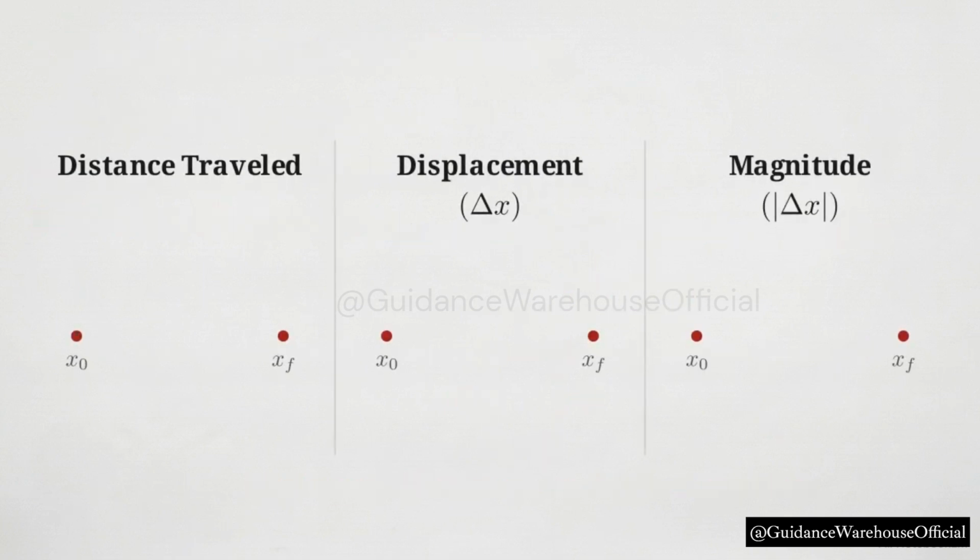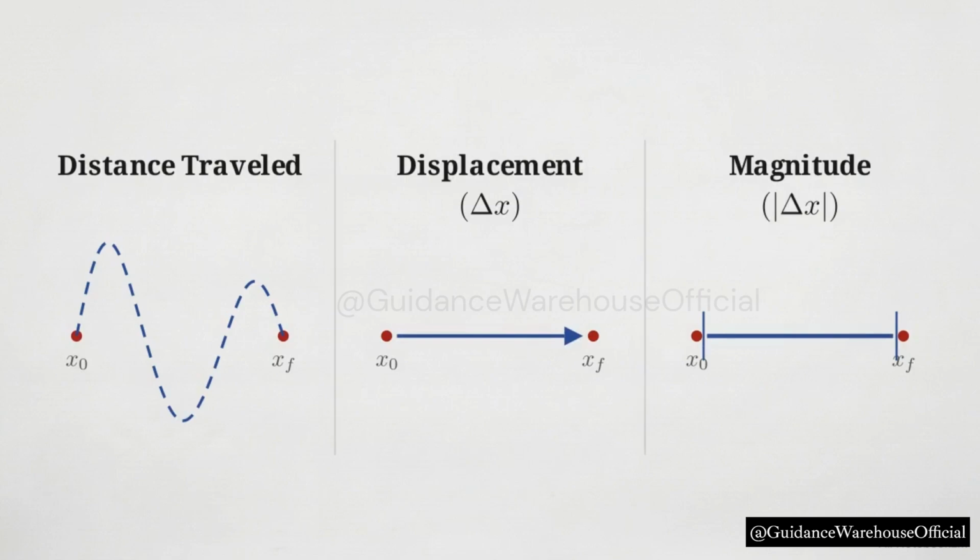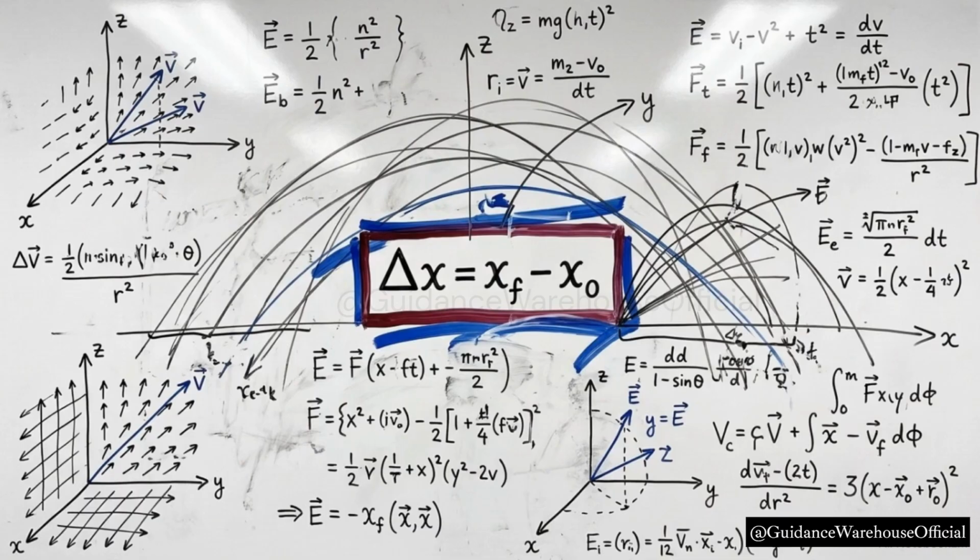Differentiating between these 3 ways to measure movement is the baseline for one-dimensional kinematics. Mastering these definitions now ensures your data remains accurate as the problems grow more complex.